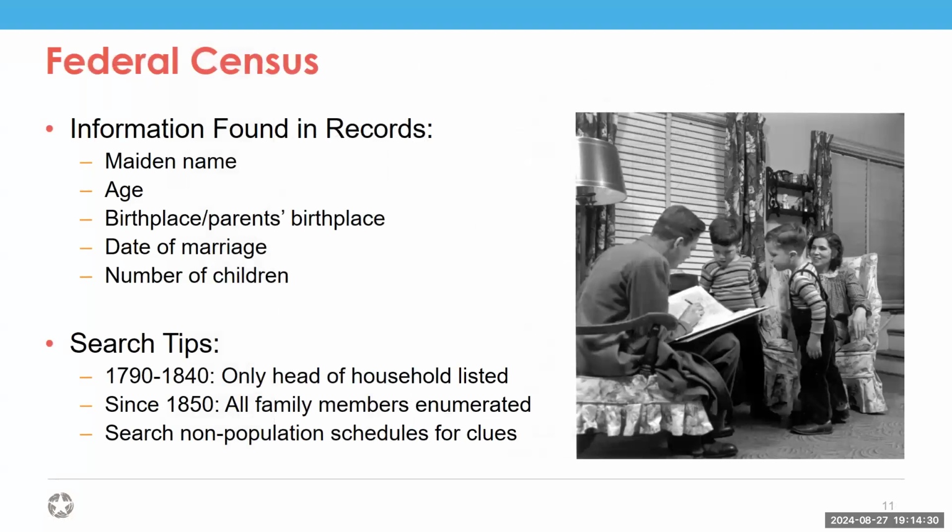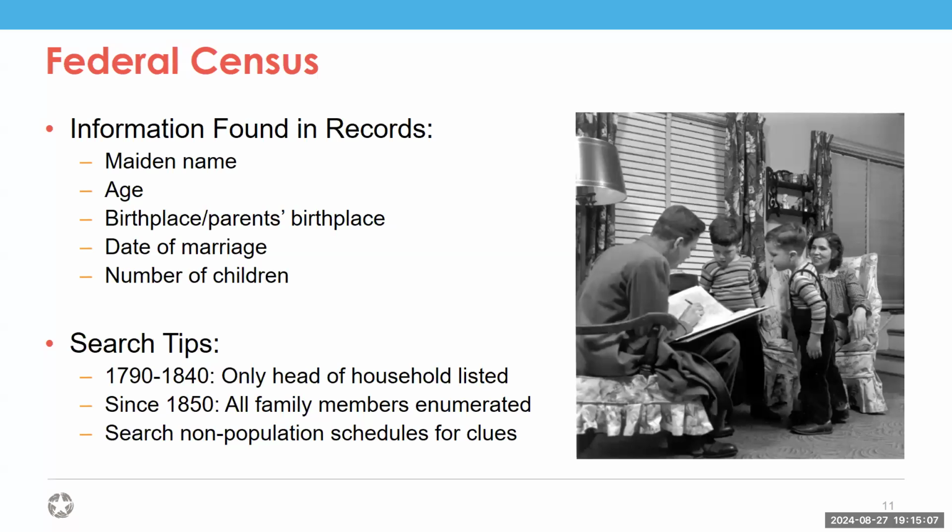So the other type of records that you might be very, very familiar with if you've done any genealogy or family history research are the federal censuses. These, depending on the time period that you're searching, are going to have a lot of really good information about the women in your family: maiden names, depending on when you find them in the census, their age, information about their birthplace or their parents' birthplace, date of marriage, and how many kids they had.